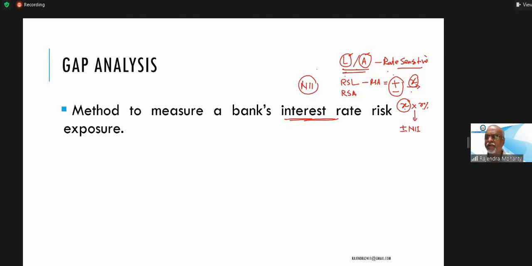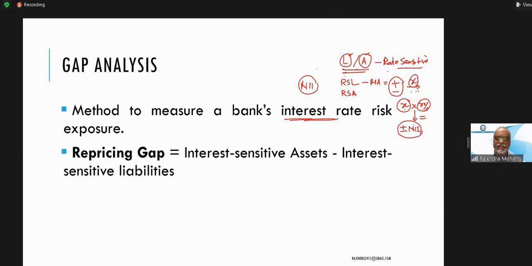So once the gap is arrived at, it can be multiplied by the assumed change of interest rate, yield rate, whatever is there. This amount will give us the approximate change in the NII, and we should know whether the change is positive or negative also. So this is what gap analysis is. This is called the repricing gap.